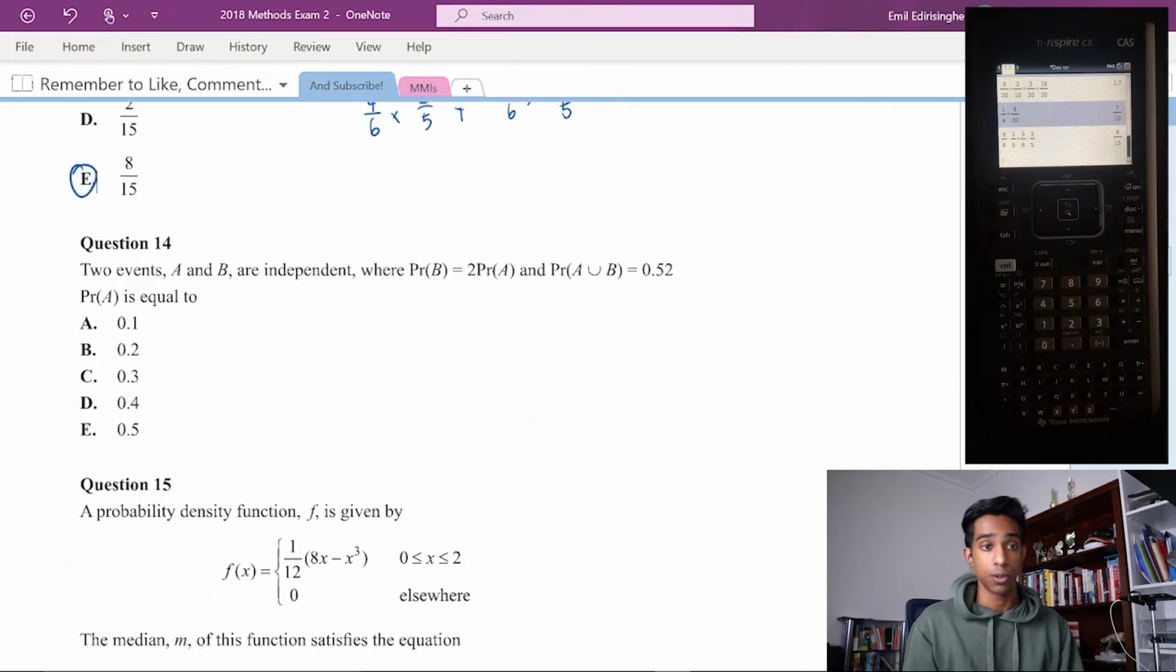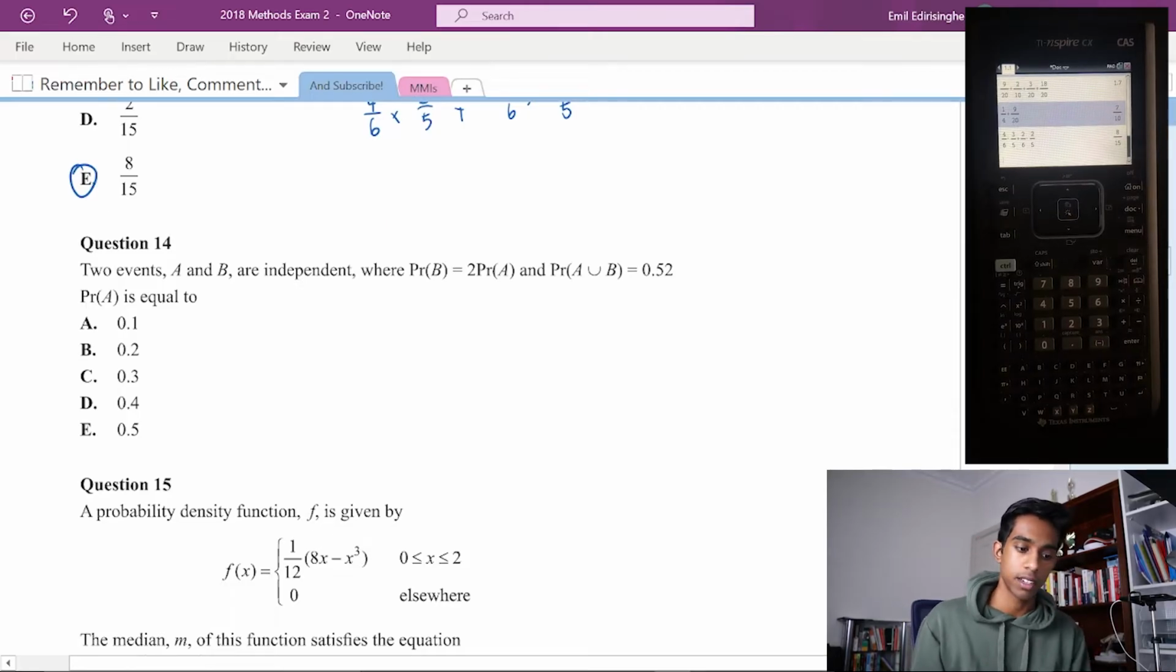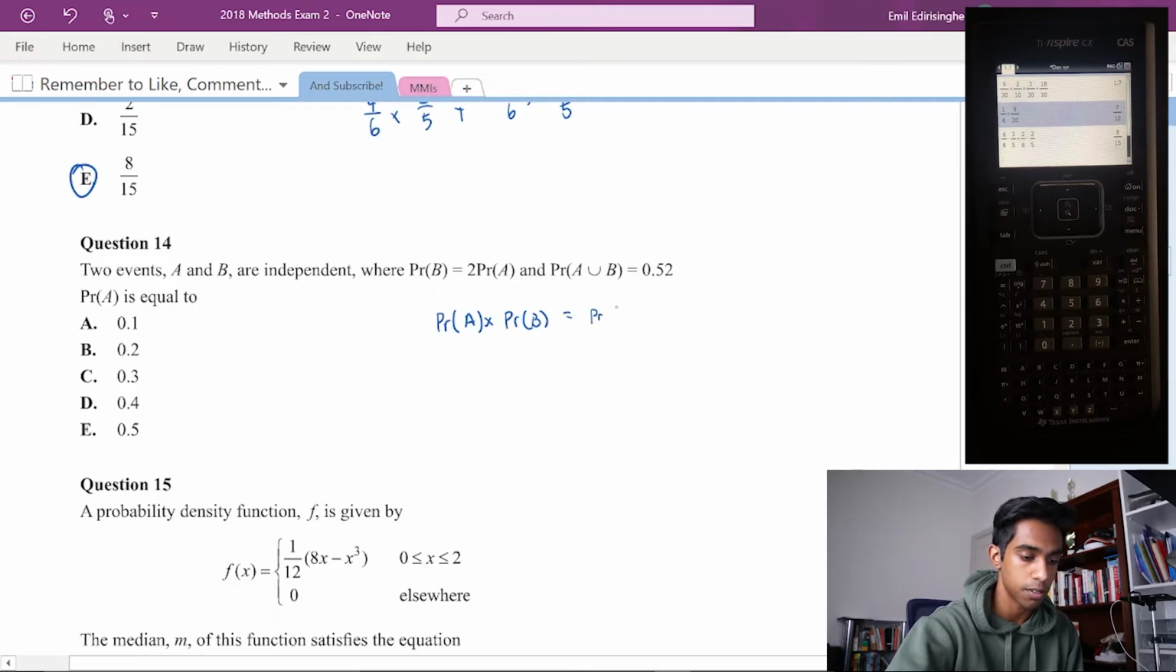Question 14 tells us 2 events are independent, and then they ask us what the probability of A is when they give you that probability of A union B is 0.52. So the trick with independent events is that probability of A times probability of B is equal to the probability of A and B.